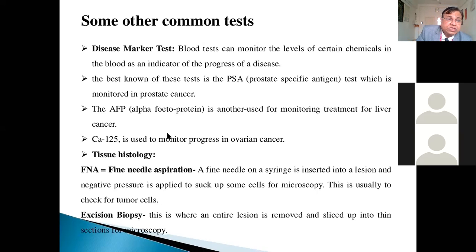Some other common tests, that is disease marker test. The blood test can monitor the level of certain chemicals in the blood as an indicator of the progress of disease. This is an important test. Next one, the best known is PSA. PSA test is prostate specific antigen test.